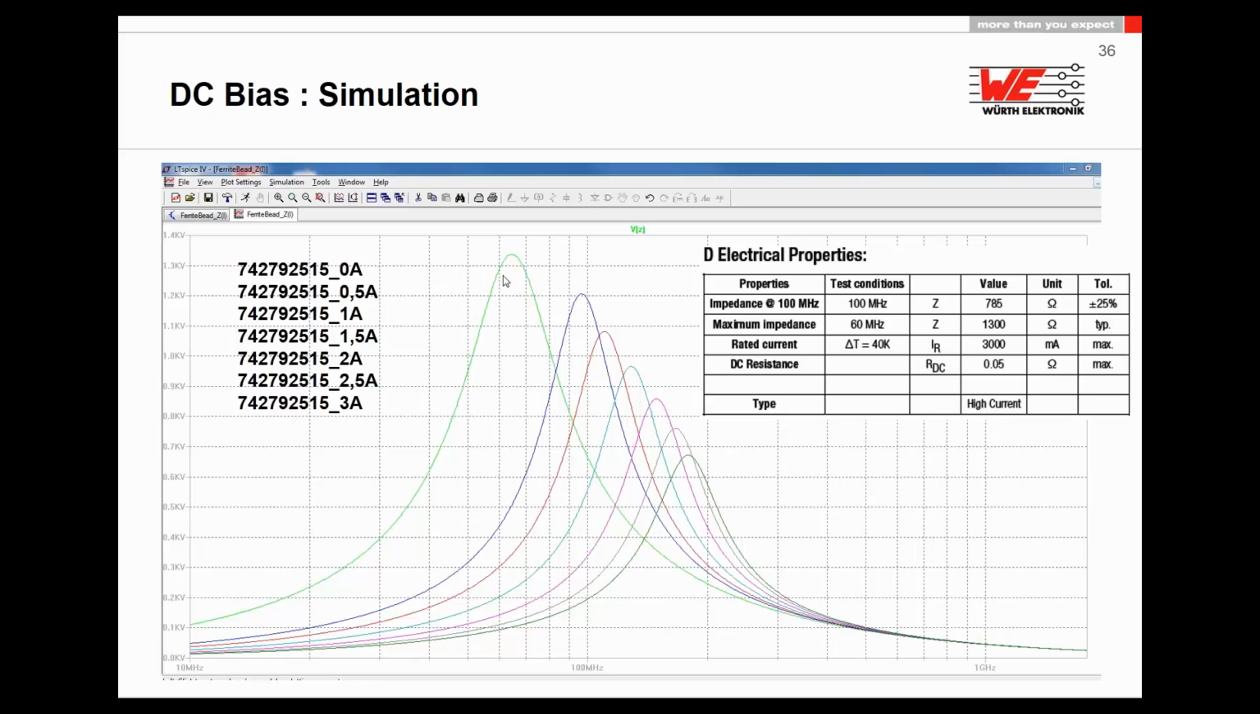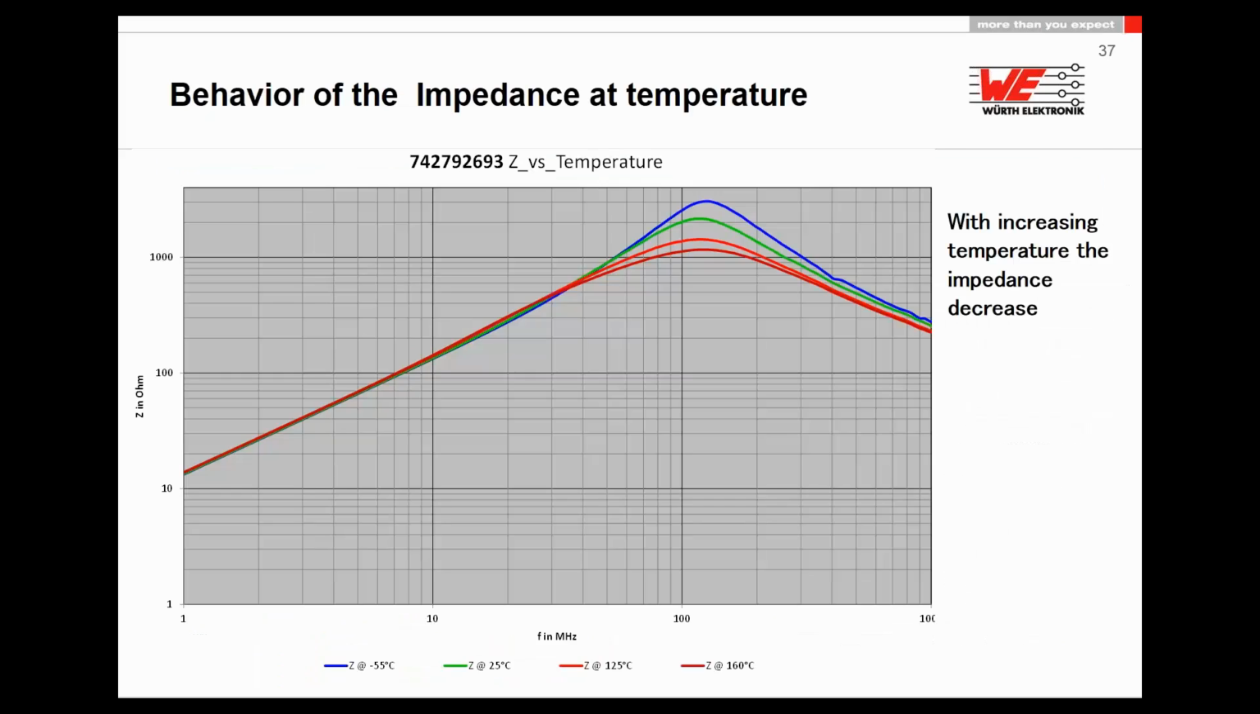Like before, you can see in the example again, from 0 bias load up to 3 amp, how much damping it will lose. And if you choose this component in your device, you can see in a simulation already if this damping is enough for you, or maybe you should use another one.